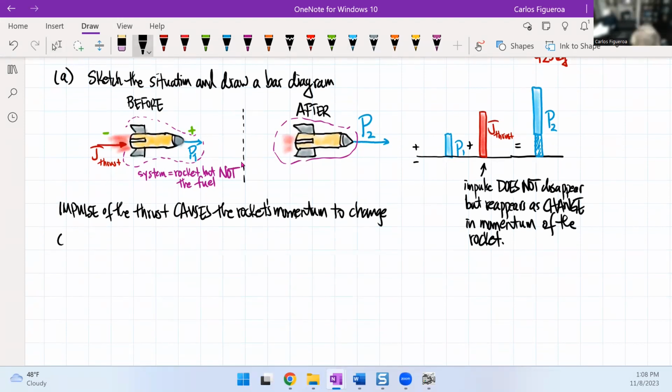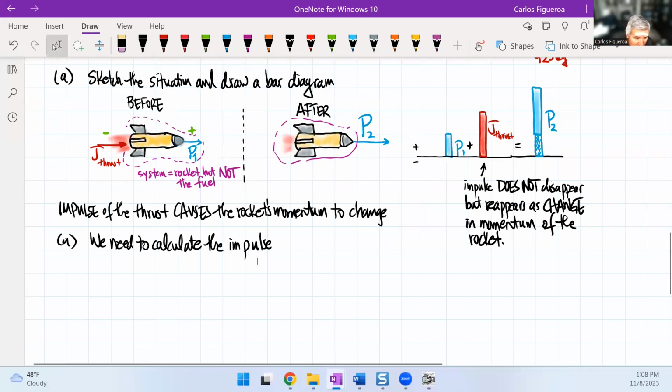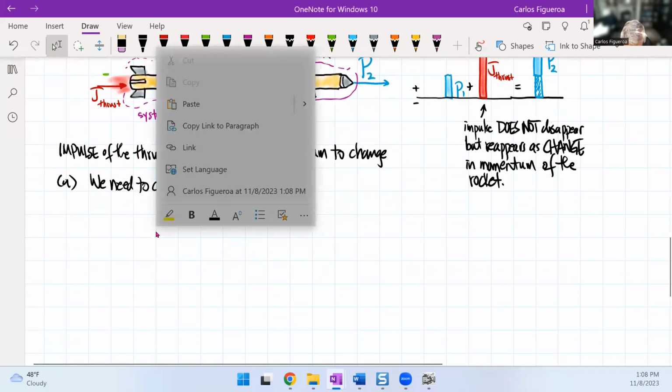So A says we want to calculate the impulse. So what does that mean for the impulse? Well, the first thing I want to do is get a copy of the curve. So here's a copy of the thrust curve.